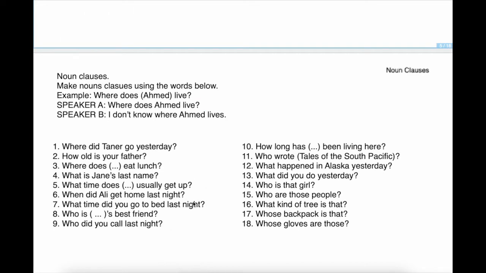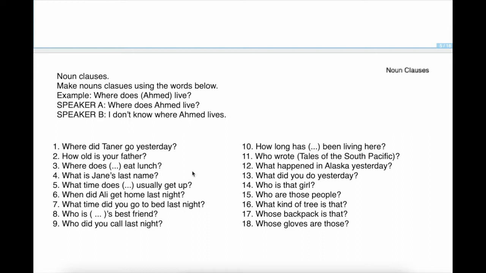Here it says make noun clauses using the words or the sentences in here. But in here, you can use your own words. And there is an example in here. Where does Ahmed live? This is the question. And I don't know where Ahmed lives. Regular noun clause, and it should be in regular form, not question form.